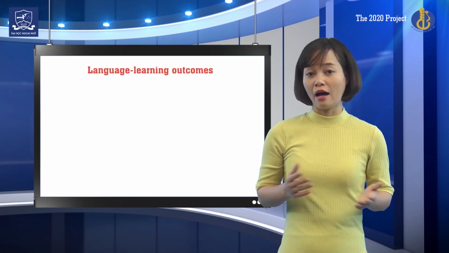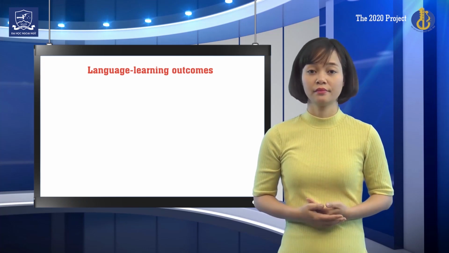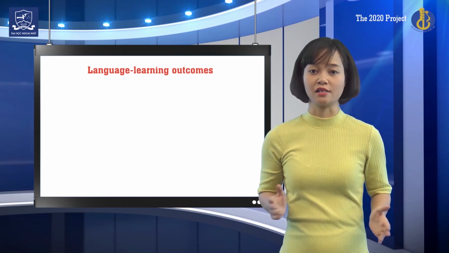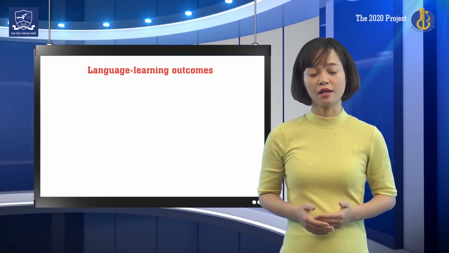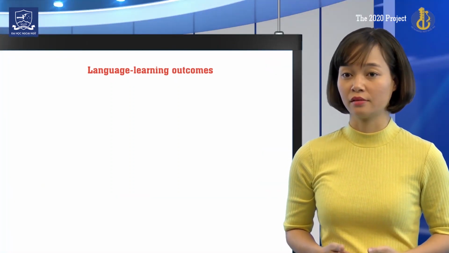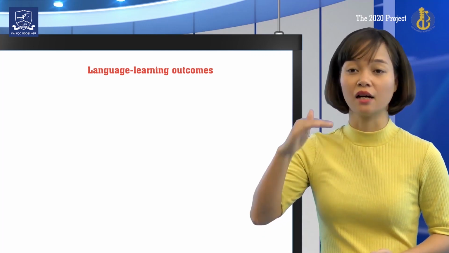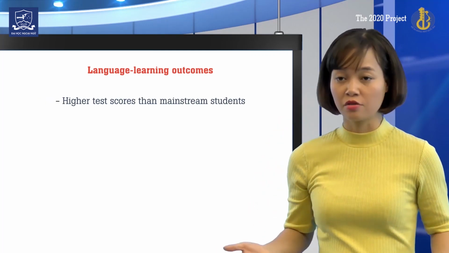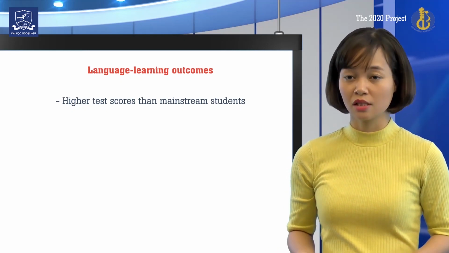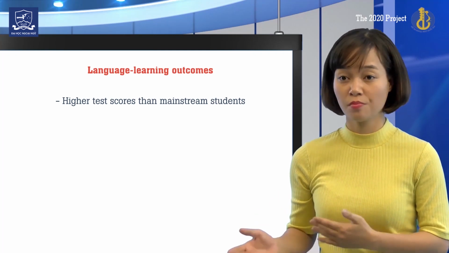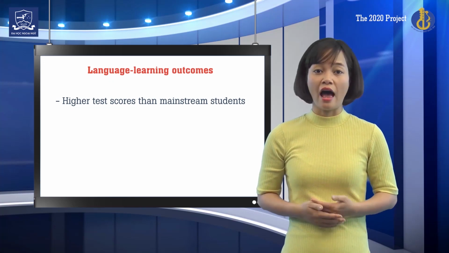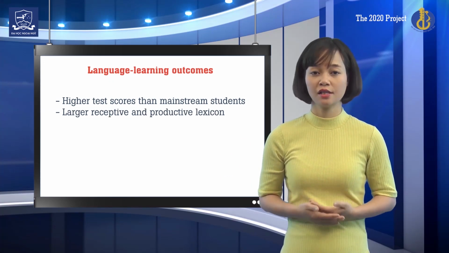We are now turning to the outcome of some studies on CLIL. In this lecture, I will only mention some among many different findings about the language learning outcomes of CLIL. The majority of previous studies have shown that CLIL students achieve higher foreign language test scores than mainstream students. This is not surprising, due to the fact that these students continue their regular foreign language program at the same time. Moreover, CLIL students have larger receptive and productive lexicons.